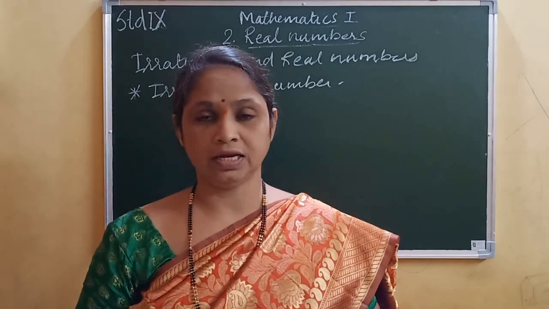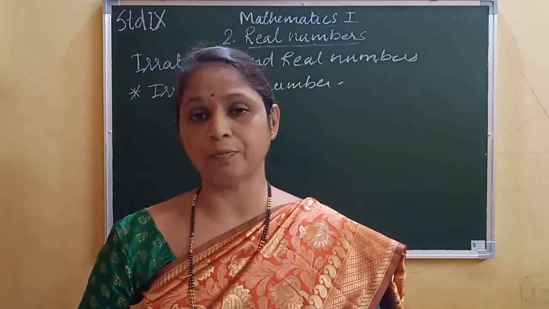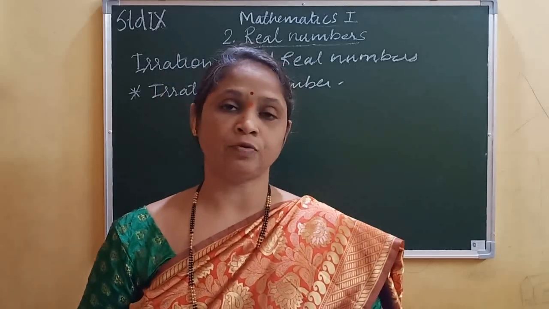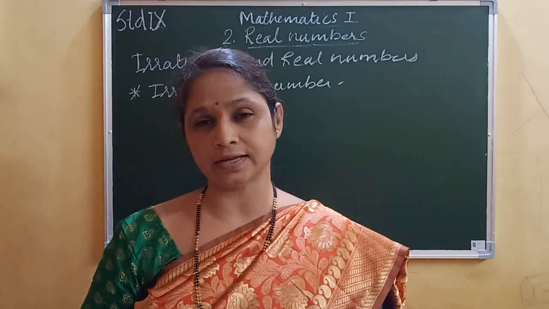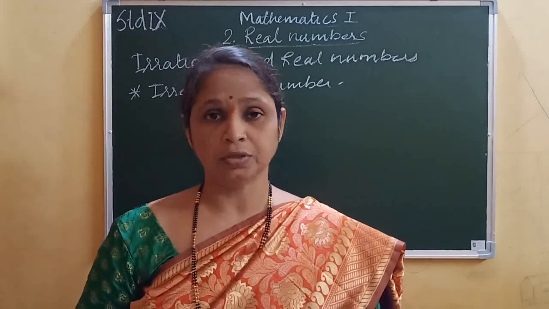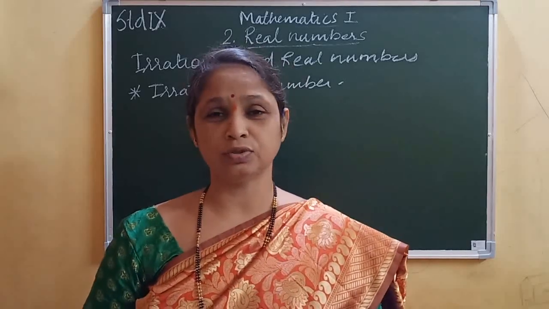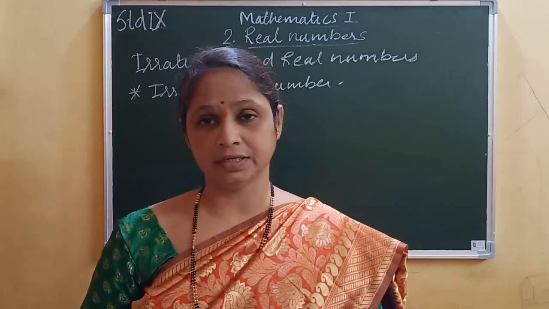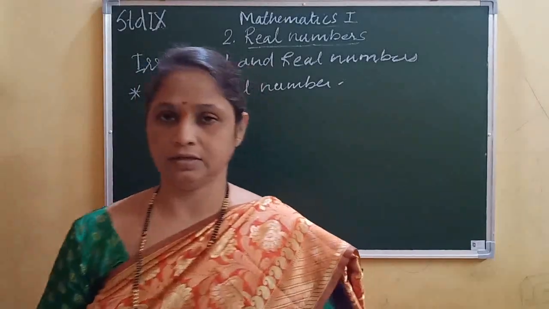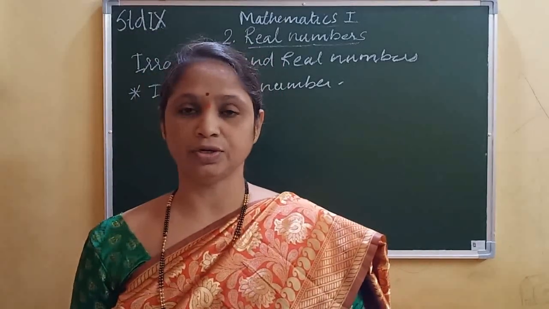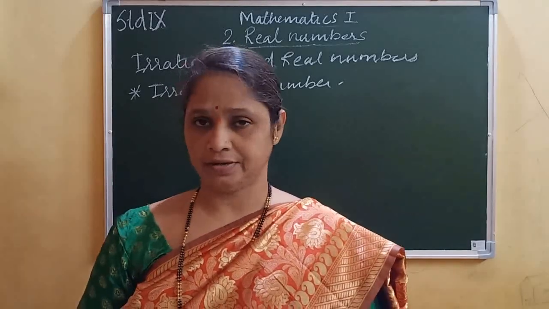Hello everyone. In the last lecture, we studied the expansion of number systems, rational numbers, properties of addition of rational numbers, properties of multiplication of rational numbers, and we also learned to express rational numbers in p upon q form. We also learned to classify rational numbers into terminating and non-terminating recurring types. And today we are going to learn about irrational numbers and real numbers.